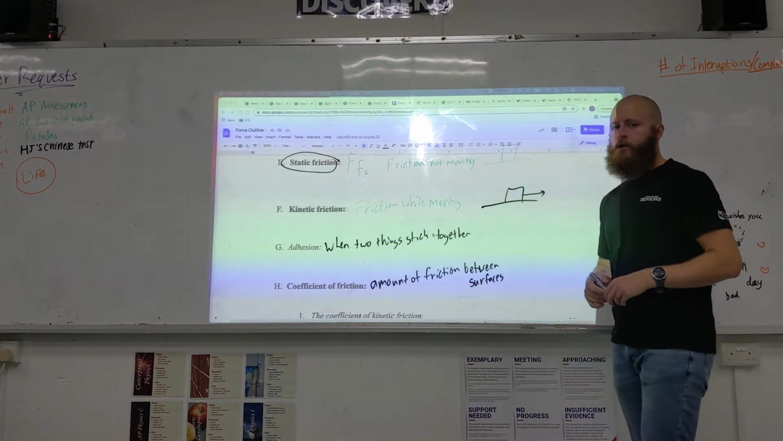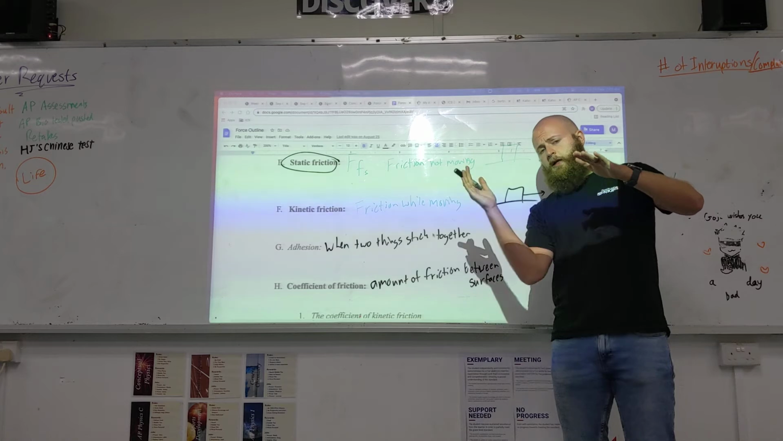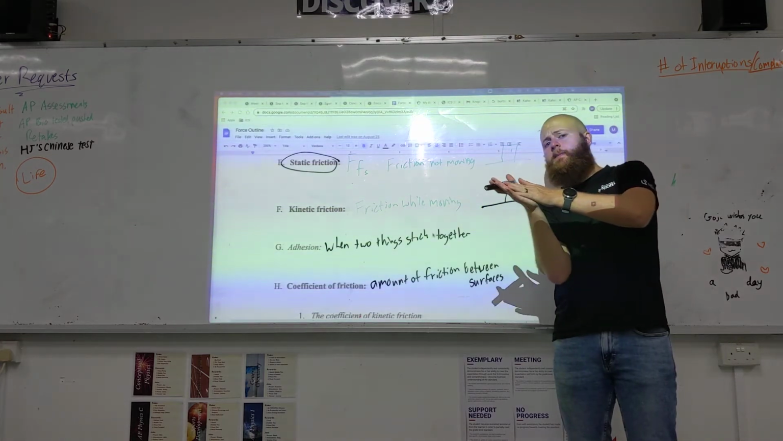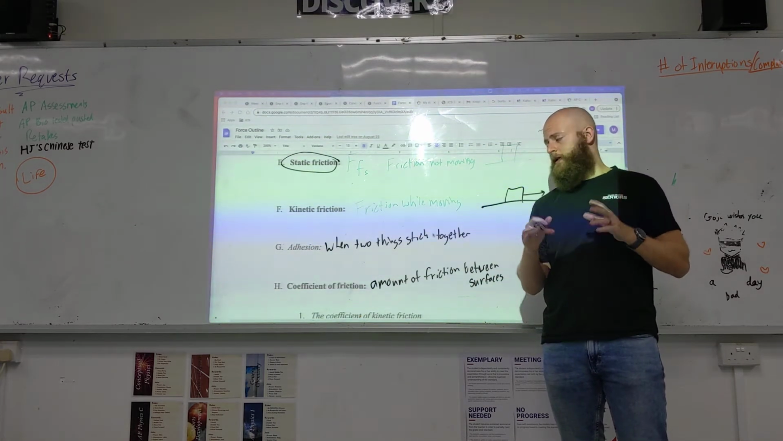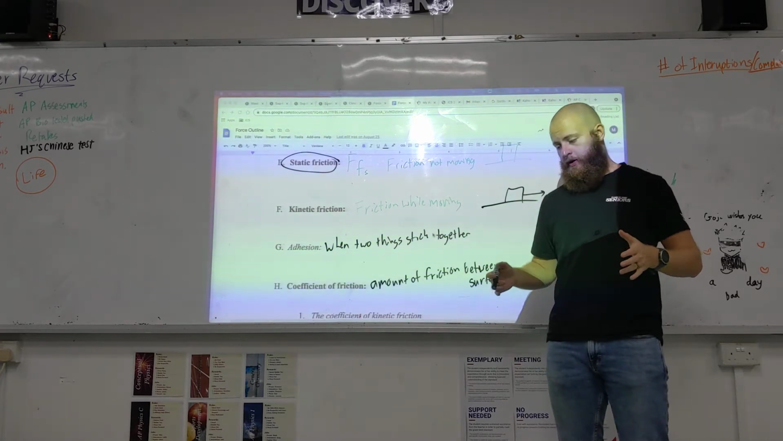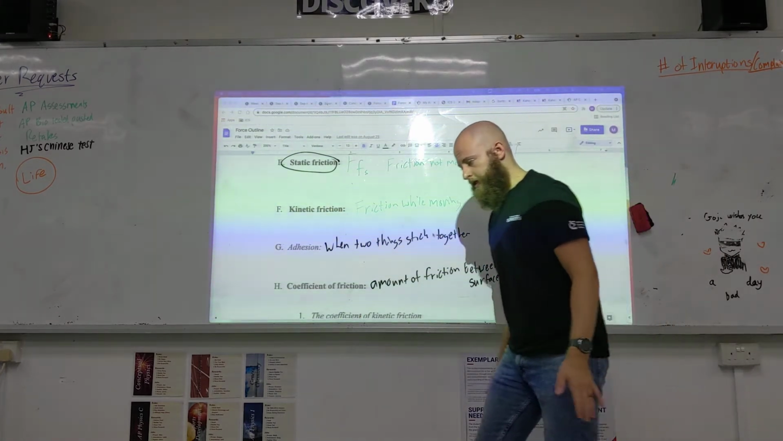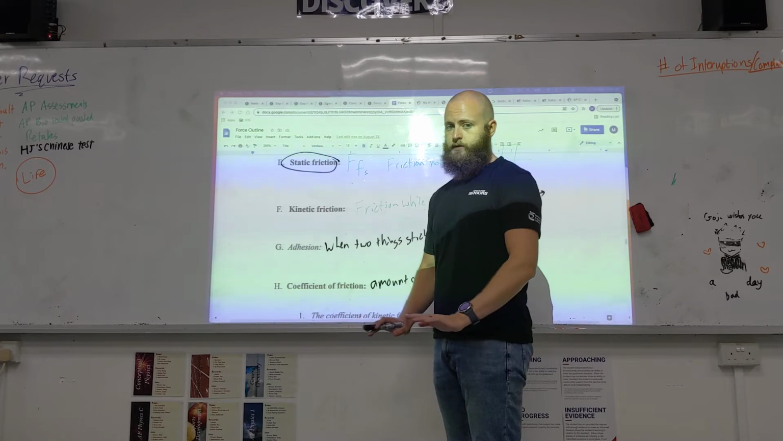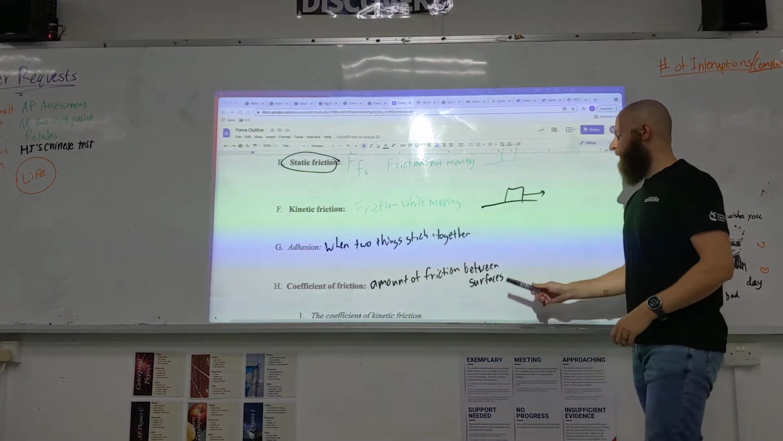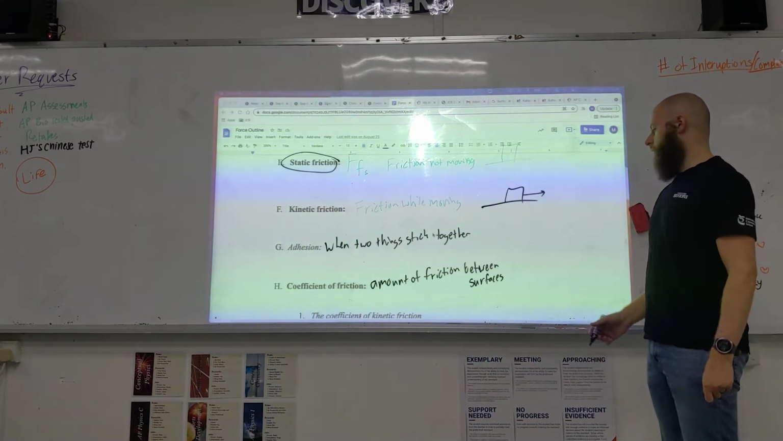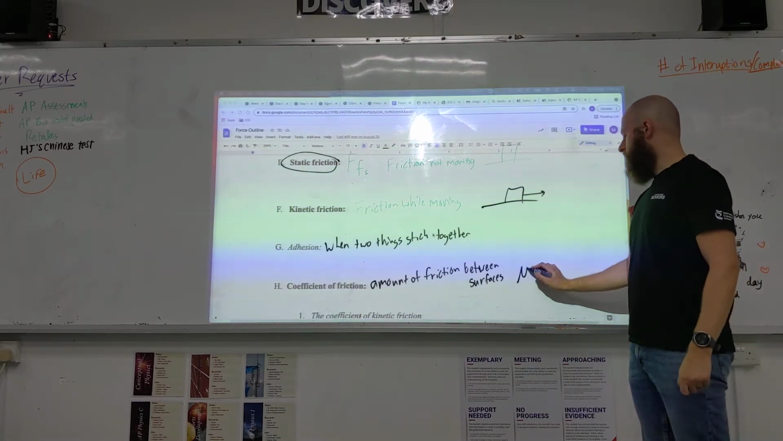Okay? In other words, if I have sandpaper and another piece of sandpaper and I try to slide them past each other, it's going to have a high coefficient of friction. But if I have ice skates and I'm sliding on ice, it's going to have a very low coefficient of friction. Okay? So this is the amount of friction between two objects. And so we symbolize this with mu.